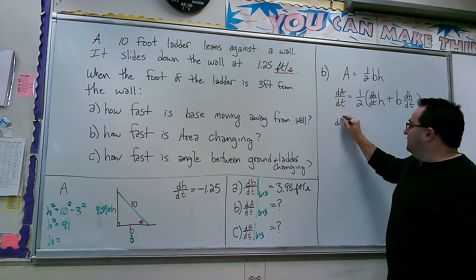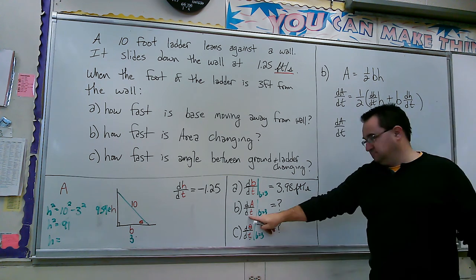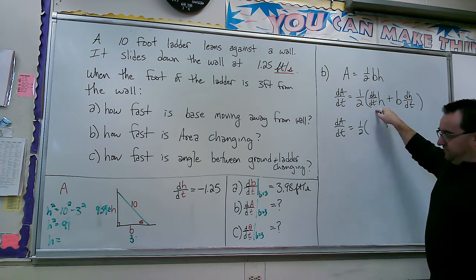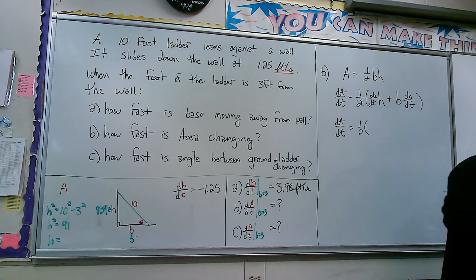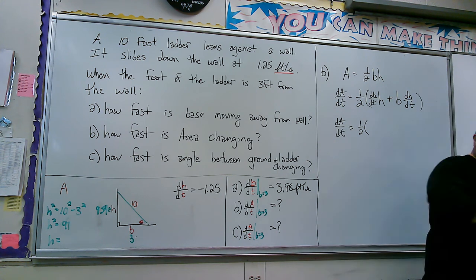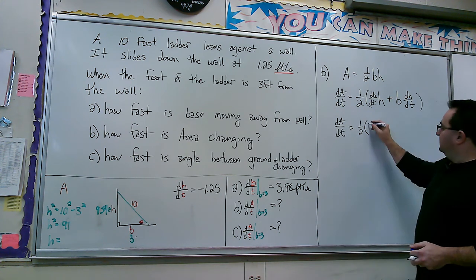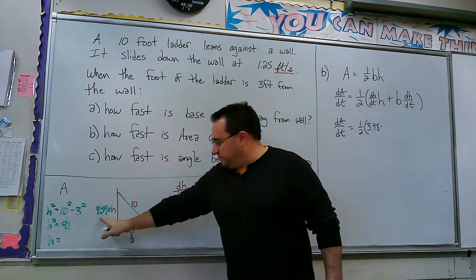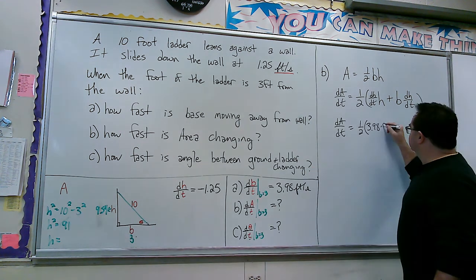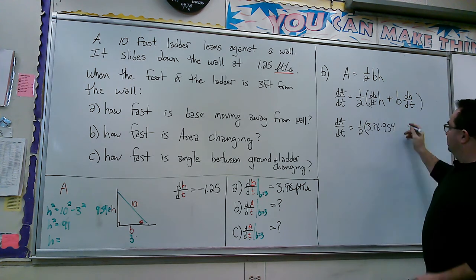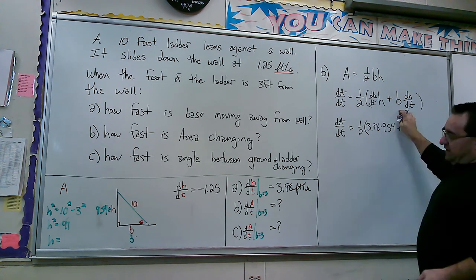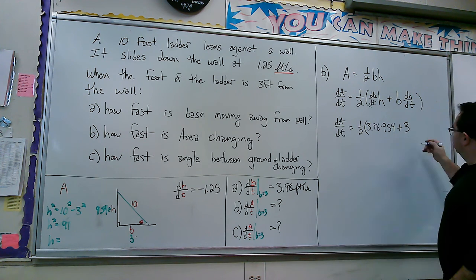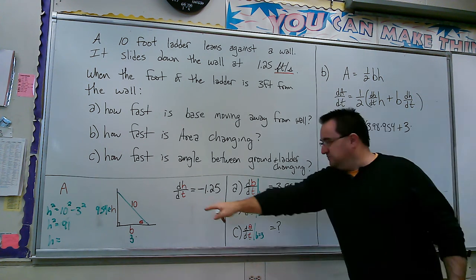dA/dt is what I want. dB/dt I found in part A. I need another marker. 3.98. H I also found in part A. It's 9.54 at this point in time. Plus B is given as 3. Having that picture is very handy. Times dH/dt, that was given.